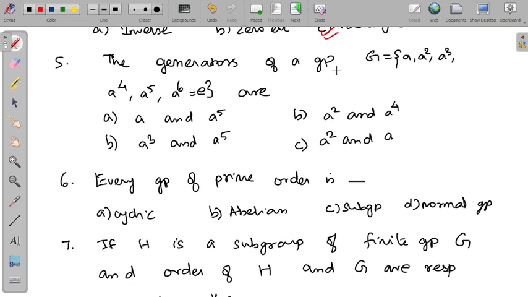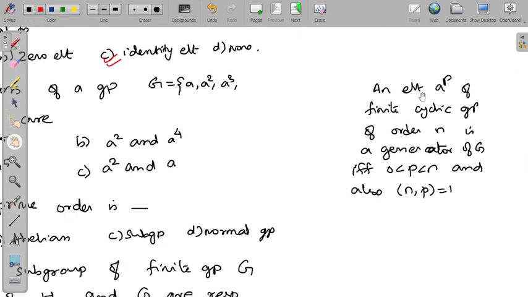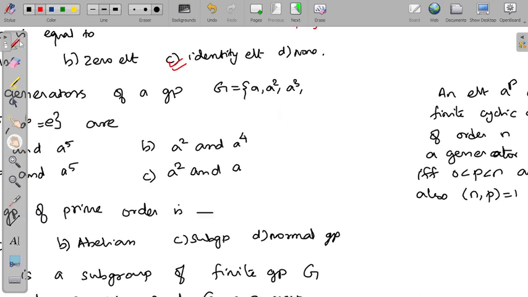The generators of the group G equal to A, A square, A cube, A power 4, A power 5, A power 6 is equal to the identity element. So what are the generators? We have a result that an element A power P of the finite cyclic group of order N is called the generator if and only if it satisfies 0 less than P less than N, and also N comma P are relatively prime. In such a way we have to find this.